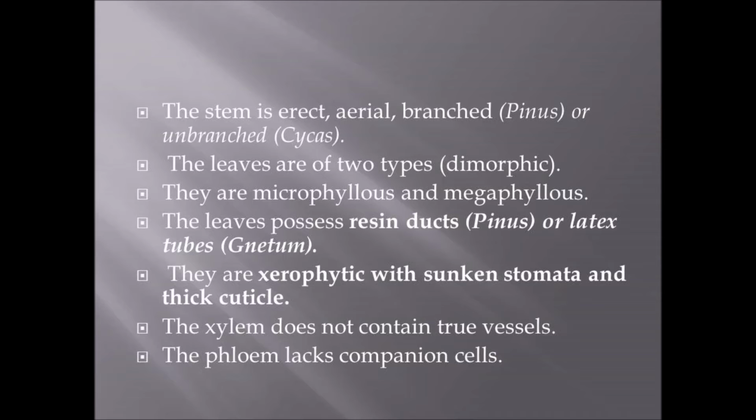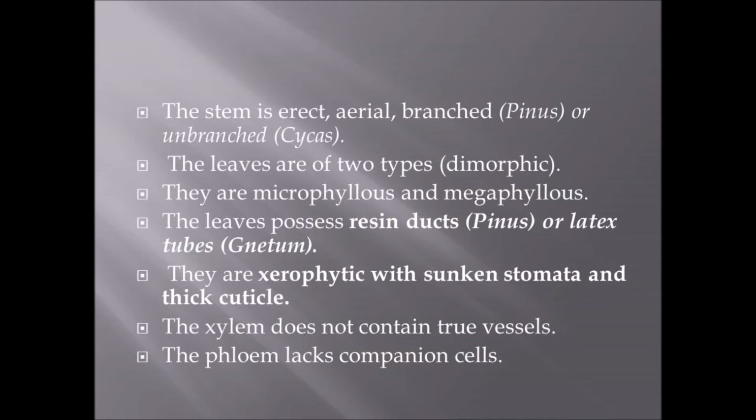They have branches. That is, they will have a main branch, and after that it will be separated to secondary branches. And some are unbranched. That is, only a single branch will be there and leaves will be present over it. So example, cycas. So these are the important characteristics of the gymnosperms. And after that we are coming to the leaves.